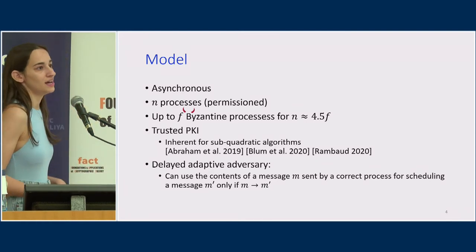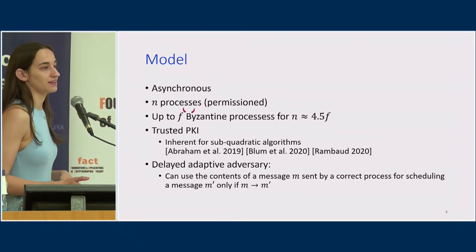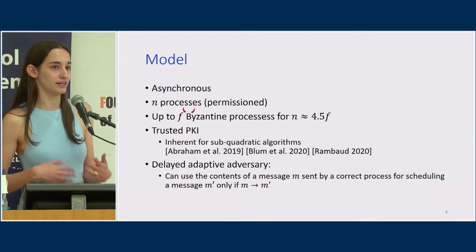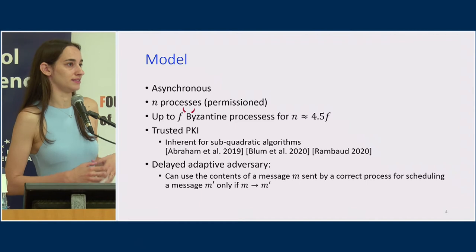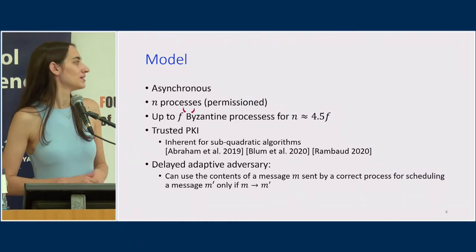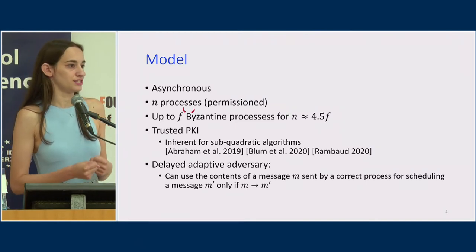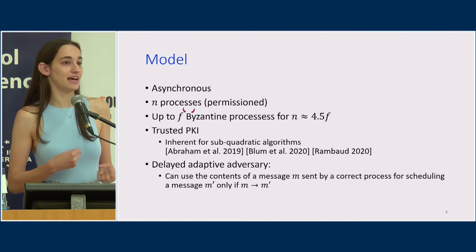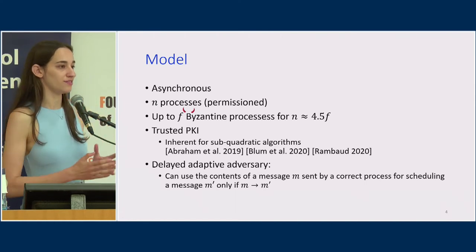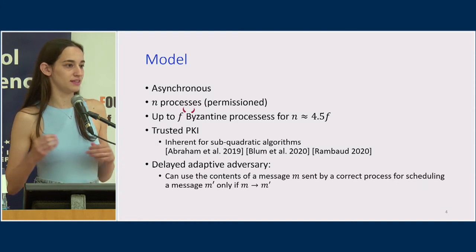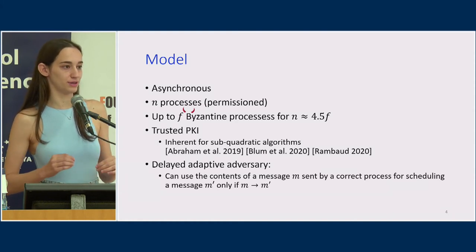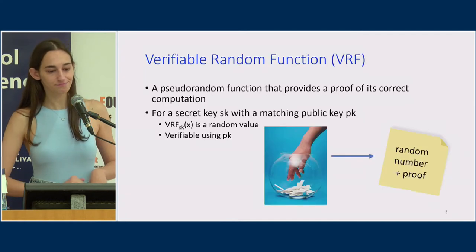And finally, we have an adaptive adversary, meaning that it can corrupt processes during the execution. However, we limit it in a way that we call delay adaptive. It can use the content of a message M to decide who to corrupt next only if M causally precedes another message. It cannot see them and decide at the same moment what's going on next.